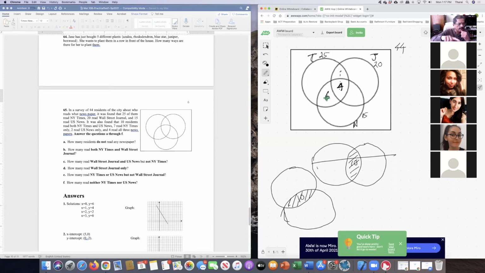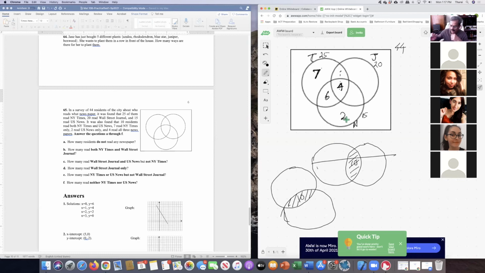Now the 7 read New York Times only. So where do I put the 7? In the New York Times circle? In New York Times, not the intersection, the part that is not intersecting any of them. Right, outside the intersection. So the people in this section are reading New York Times only, so that's 7. And 2 read US News only, so 2 will go in here. So that's all the numbers given to us.